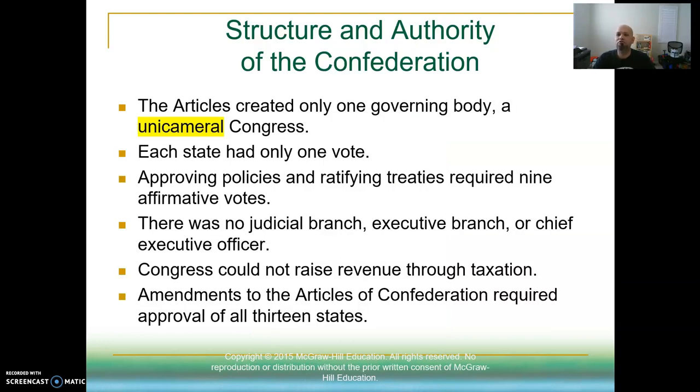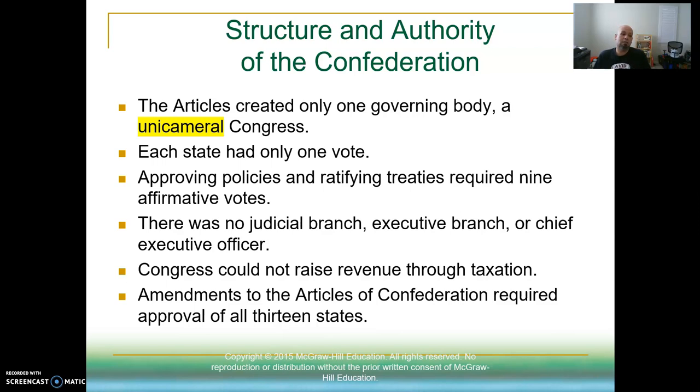All right, let's go to the structure and authority of the Confederation. So, under the Articles of Confederation, there was a unicameral Congress. This is one of your key vocabulary words. Unicameral means one house. So there was no House and Senate like we have today. There was just Congress. One room, one group of people, not two different rooms with two different groups of people working together like we have today, or even like the United Kingdom has.